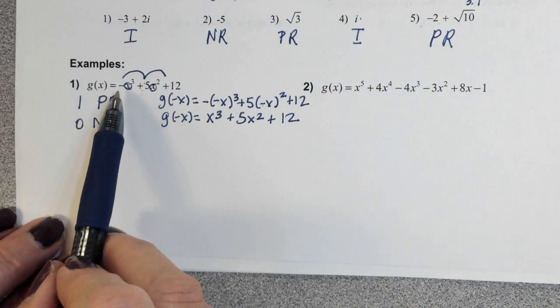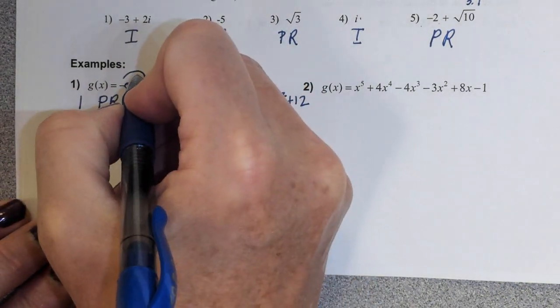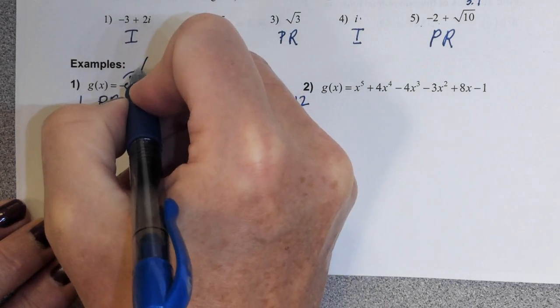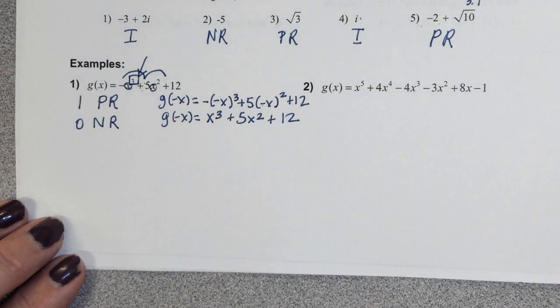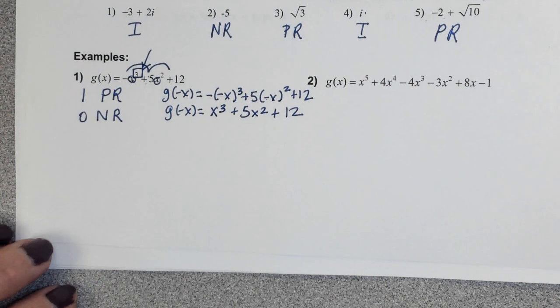Now, something you have to think about is this exponent here. This highest exponent, or in other words, the degree of the polynomial, tells us how many total solutions we must have.